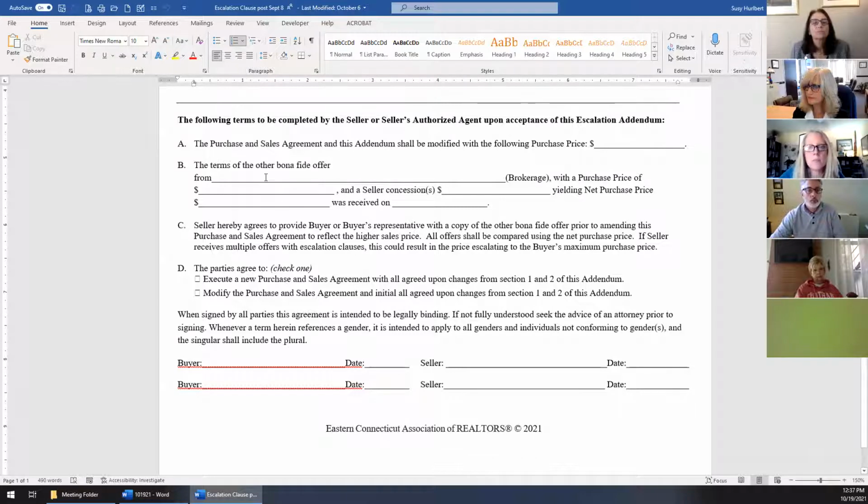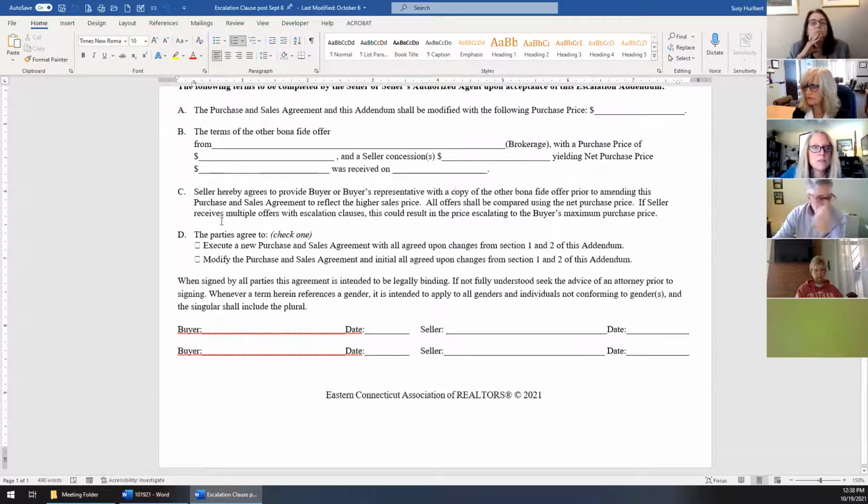So they're going to say where it came from, what that purchase price was, if there were any seller concessions that would change what that net purchase price is. And then you obviously put the net purchase price in this line item and when it was received, because good Lord, you don't want to be going up against an offer that was 2 months ago. It needs to be an offer that was being considered at the same time your offer was being considered. The third section says that the seller hereby agrees to provide a copy of that offer, okay? So that they understand that you have that, it's proof.